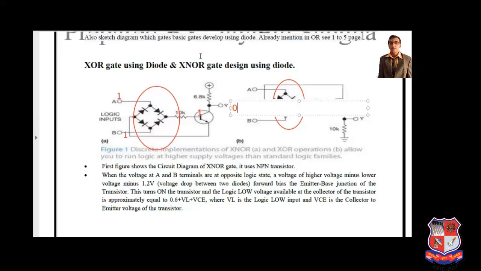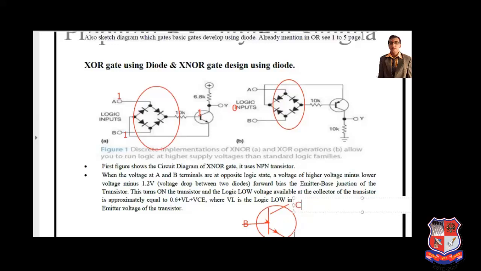Again, I have sketched this diagram here. Please try to understand these two cases very properly, so you will be able to understand the entire circuit diagram of chapter number 6 very clearly. See here, it is the indication of base terminal, emitter terminal, and collector terminal. Here base, here collector, here emitter.